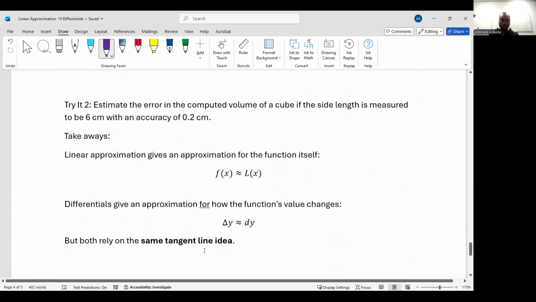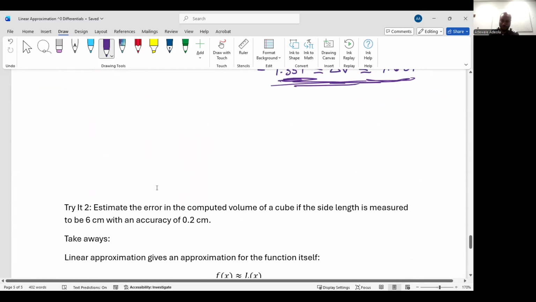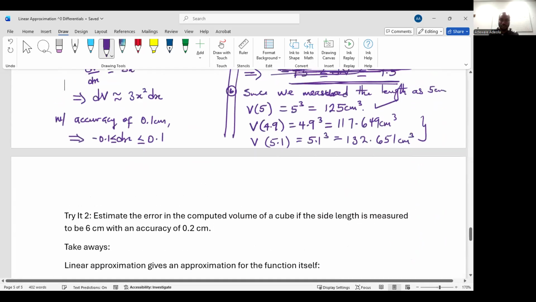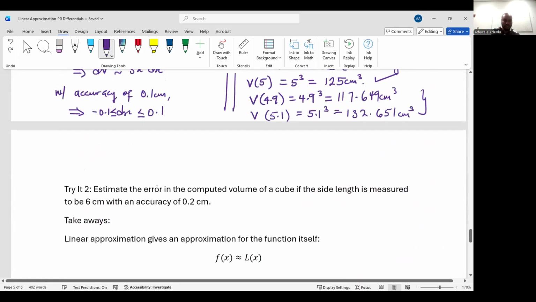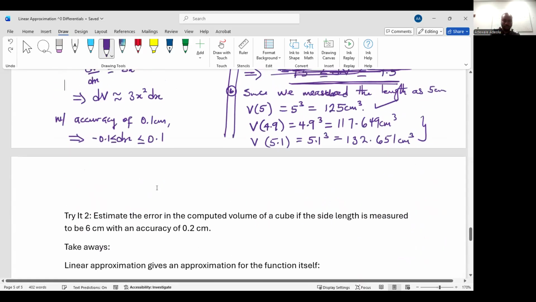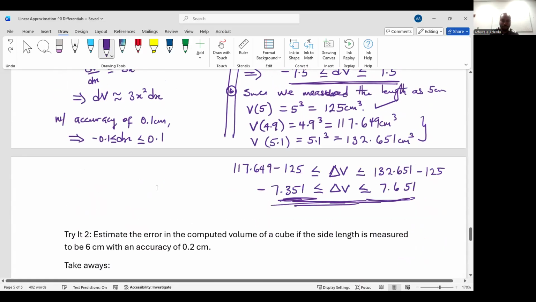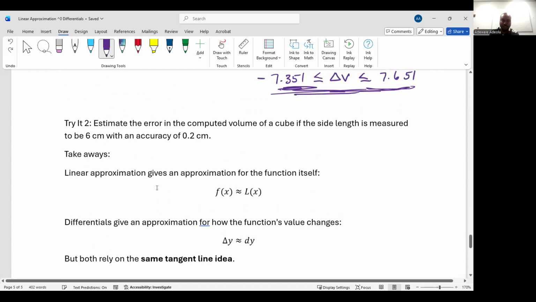So, guys, that is where I'm going to be stopping for this video. And so that is our work on linear approximation and differentials. So you can pause this video and use it to try number 2.